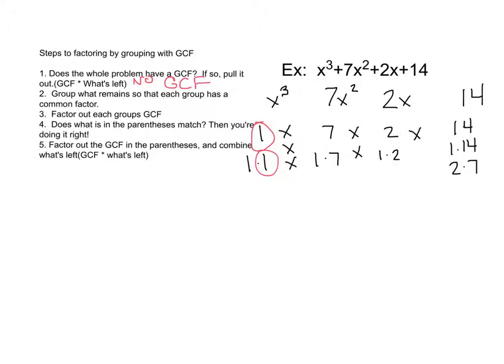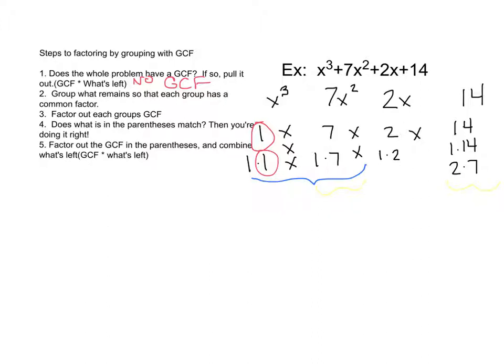Since there isn't a GCF, let's move on to step 2, where we have to group what remains so that each group has a common factor. Looking at our factors that we just pulled out, I can see that there are a couple of options. We could pair up x cubed and 7x squared because they both share x terms, or we could pair up 7x squared and 14 because they both share the number 7.